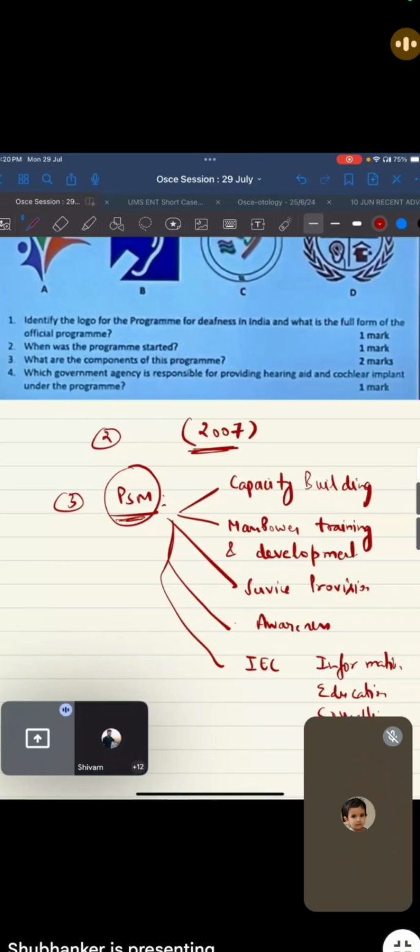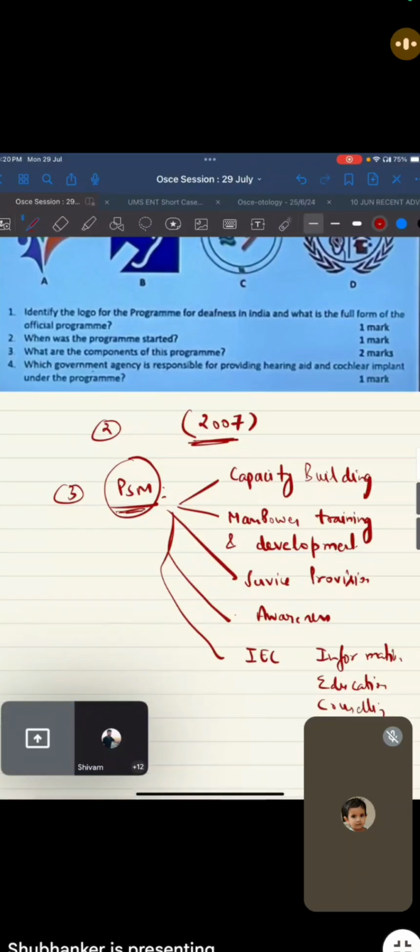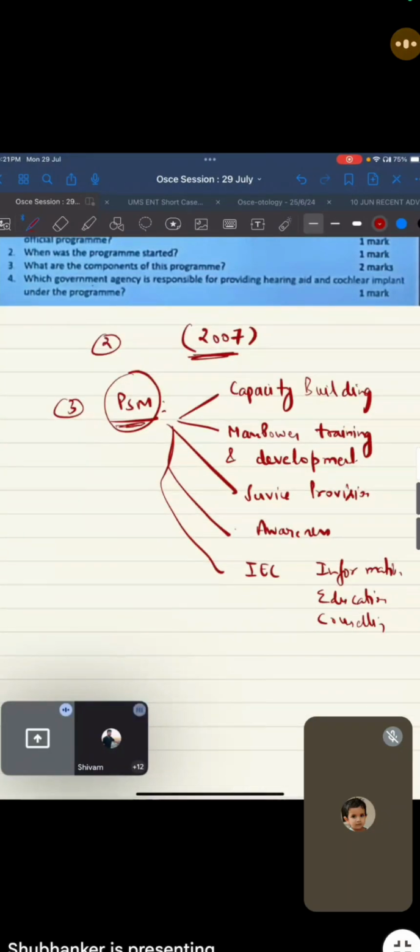And coming to this fourth thing, which government agency is responsible? So please remember, it's a little different. Ministry of Social Justice and Empowerment.